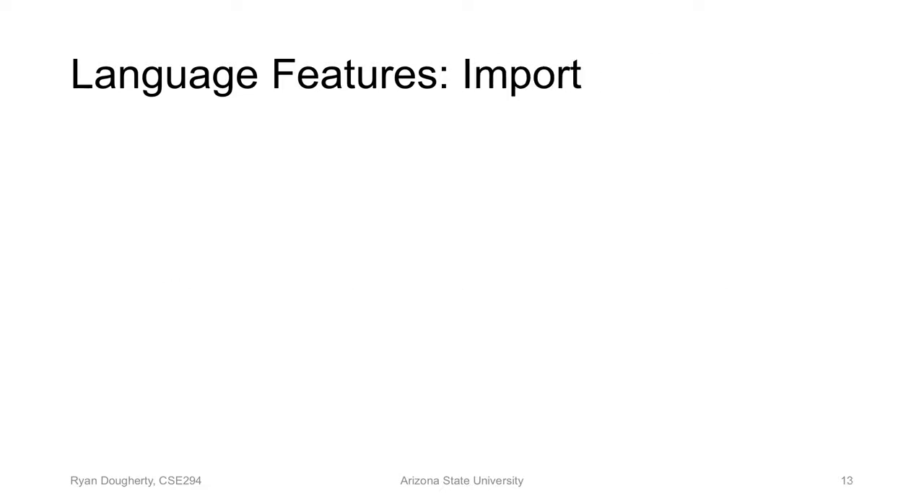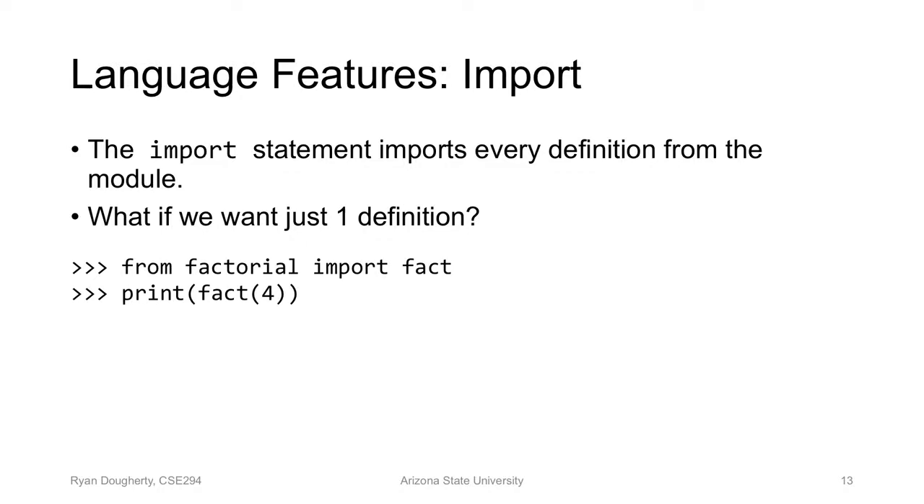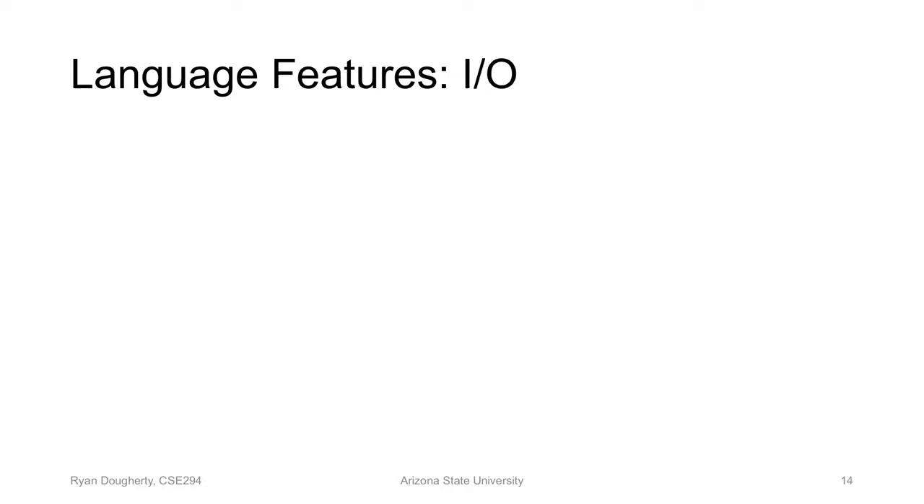Okay. So we talked about imports. What if we want just one definition? We can just do from the module name, import the particular method, then call the method directly. And we can have multiple definitions, as I said, but you separate them with commas. So that's just what I did before.